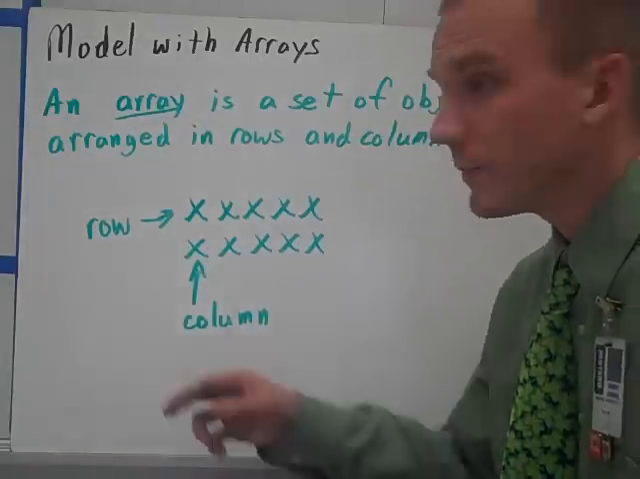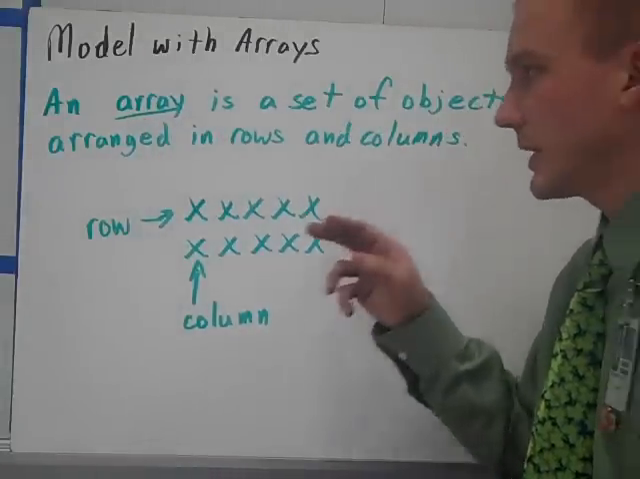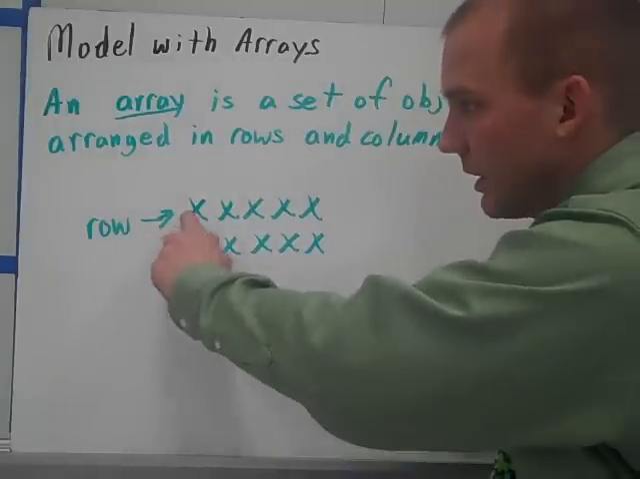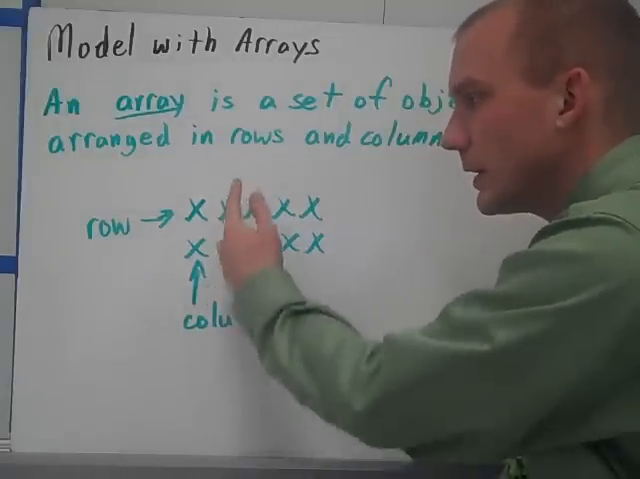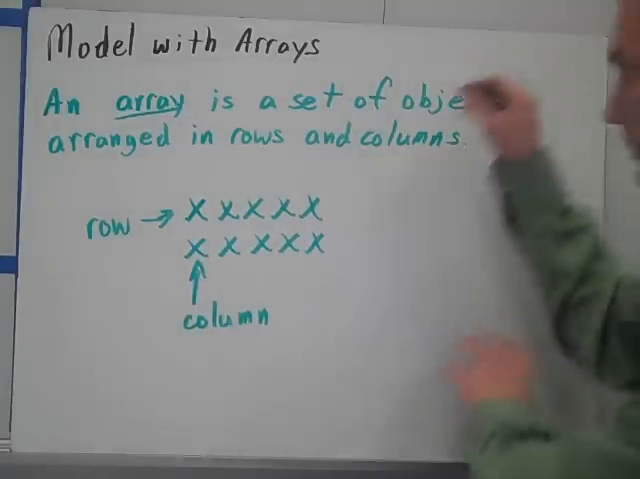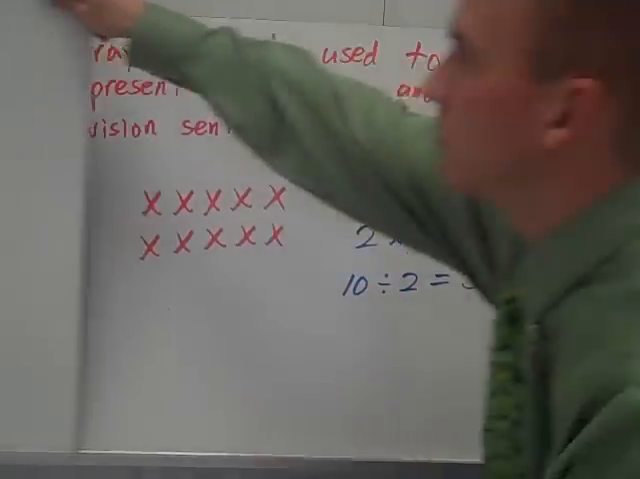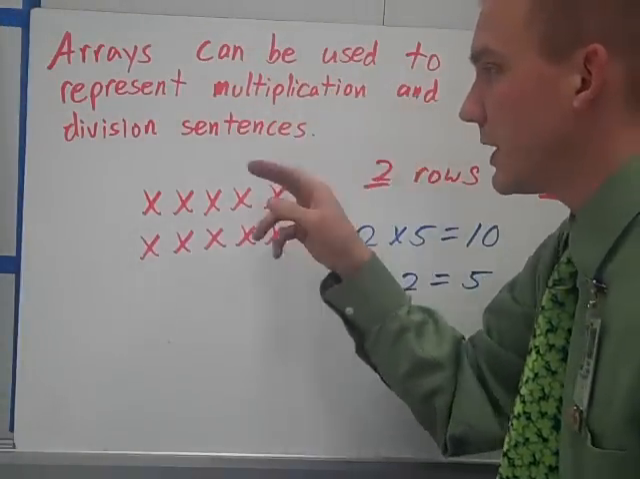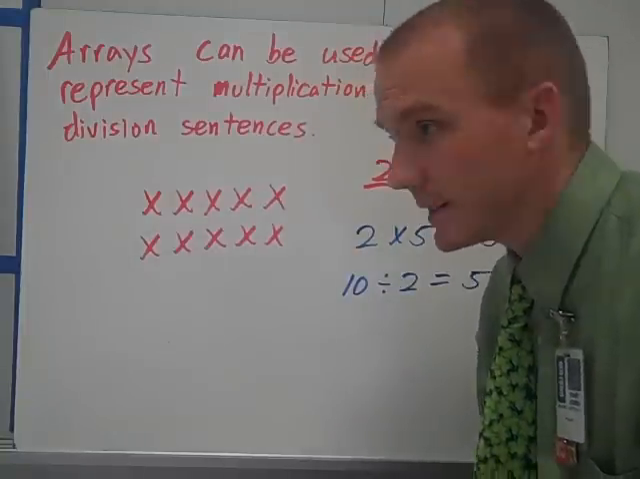Model with arrays. An array is a set of objects arranged in rows and columns. So down here you have these X's, you have rows going across and columns going up and down. Arrays can be used to represent multiplication and division sentences.